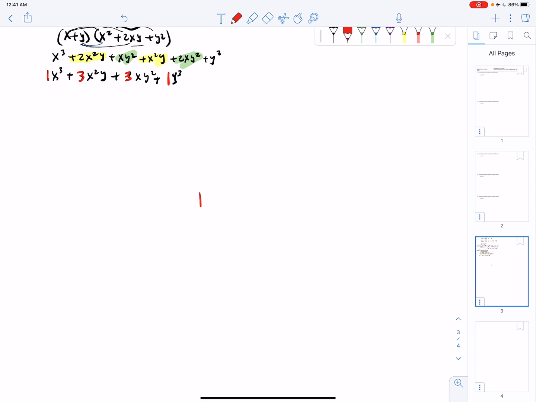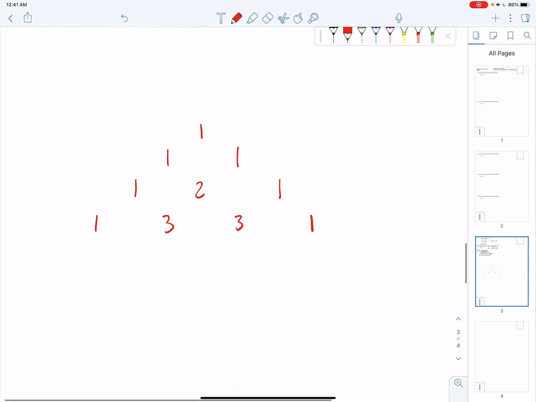Pascal's triangle looks something like this. 1, and then the next line of it is 1, 1. And the next line is 1, 2, 1. And the next line is 1, 3, 3, 1. Now you might ask, where the heck are these coming from? And where it's coming from is taking a look at the sum of the two numbers diagonally above.